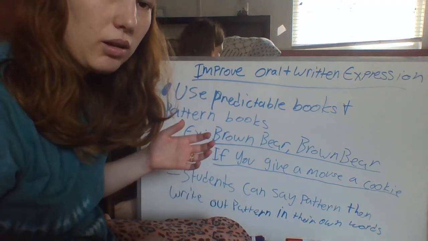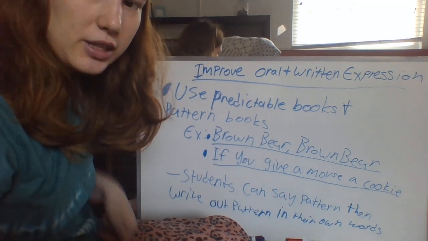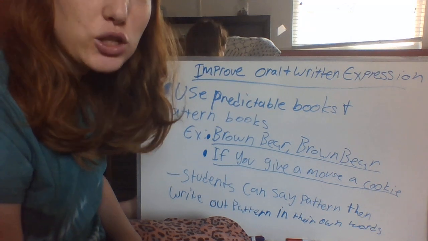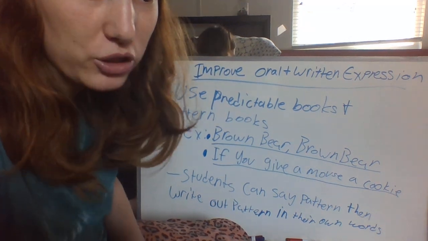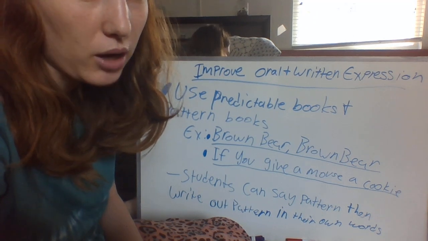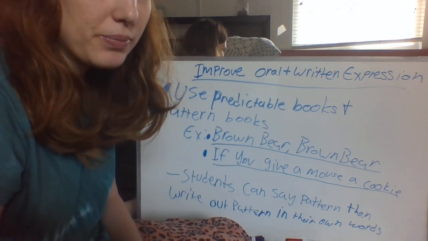Everyone, this is part 2 of the final exam question and answer. We're going to be answering question 2, which is asking, how would you use reading time and reading text as models to improve students' oral and written expression?